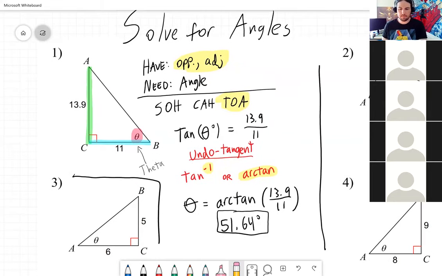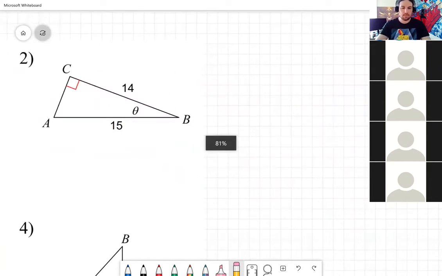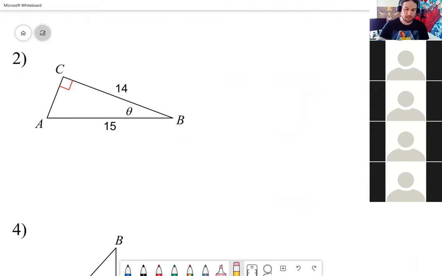Let's take a look at number 2. Okay, we've got our theta here in this small acute angle. And we've got a 14 and a 15. Well, this 15 is the hypotenuse. You should always be able to recognize the hypotenuse as being across from the 90-degree angle. And then this apparently longer leg is the leg that is attached to theta, right? It's part of the angle. So that is the adjacent leg.